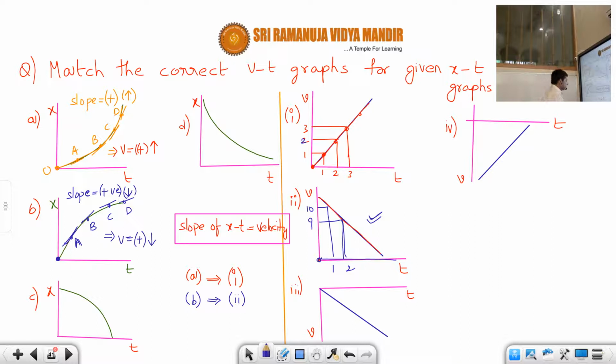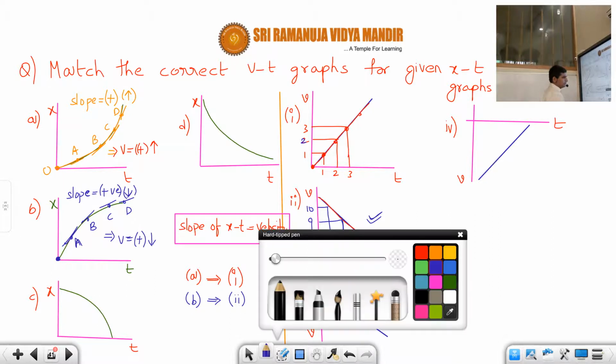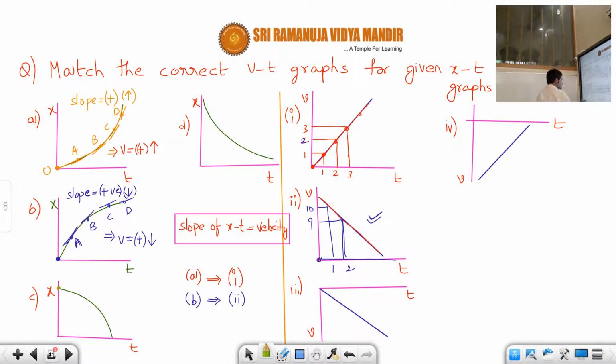Next one, third one, C. Now for the C, let us say this is O, and these are the points A, B, C and D. Students, again draw the tangents and find out the slopes. Now if you draw the tangents, the tangents are making an obtuse angle. Correct or not? Here you can see the obtuse angle. So that means the slope is negative, because the slope for an obtuse angle is negative.